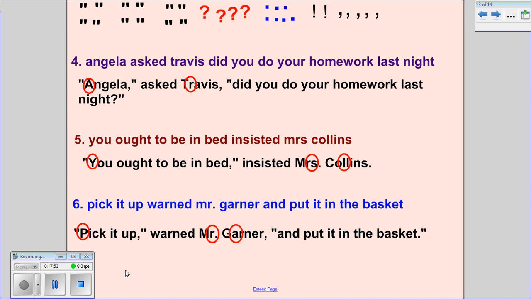All right, looking here, you're going to see that "Pick it up and put it in the basket" was what Mrs. Gardner said. So you're going to go ahead and put those things in quotation marks. Remember that our dialogue tag is in the middle. It interrupts what she says, so we have to have that comma, then the quotation mark, then after the dialogue tag, another comma, then the quotation mark, and then we end our sentence with a period.